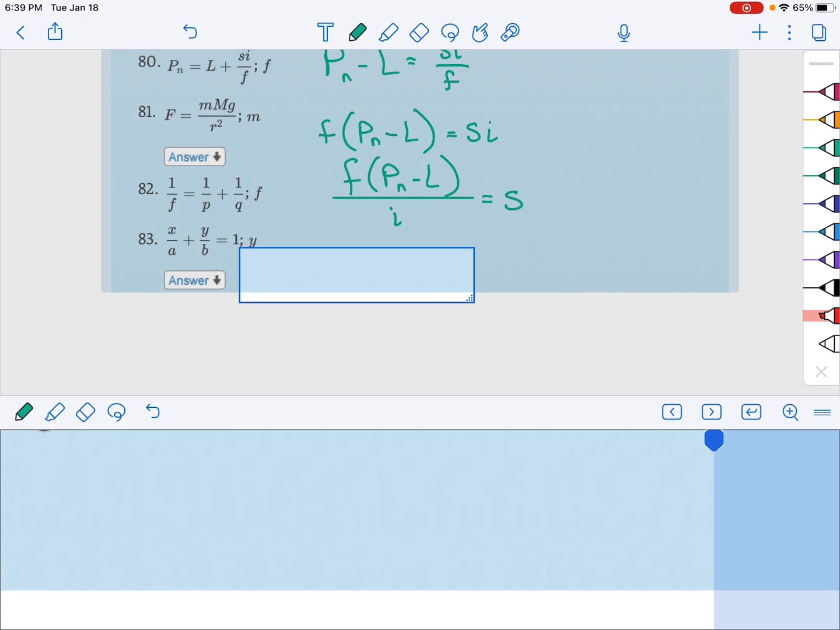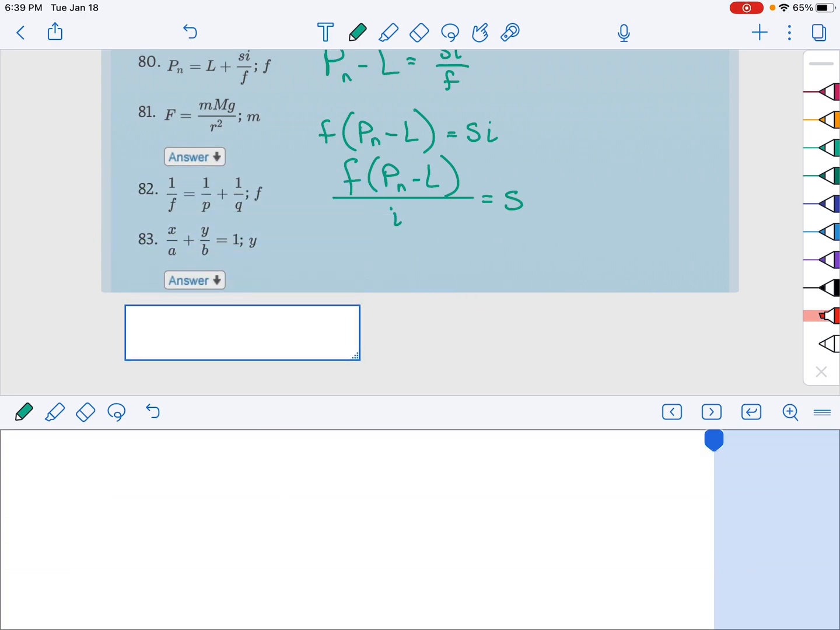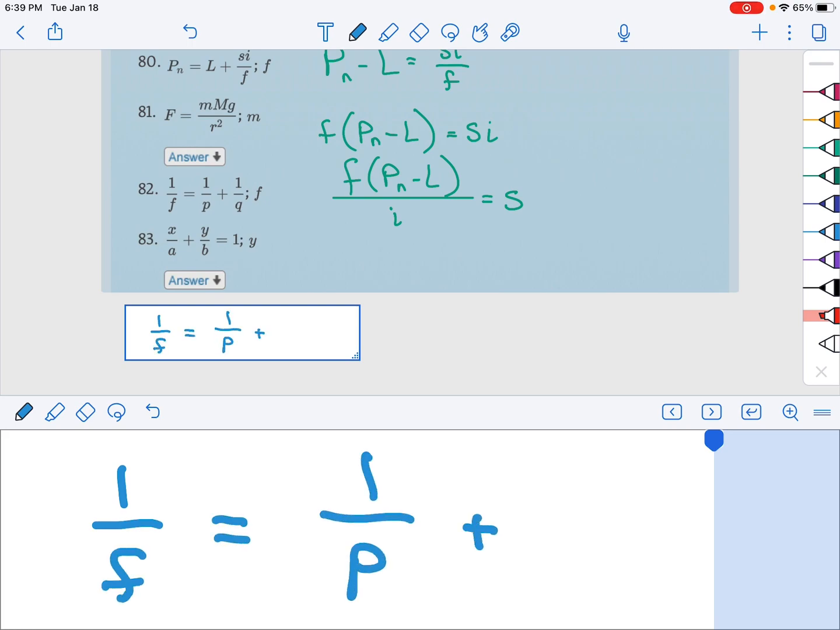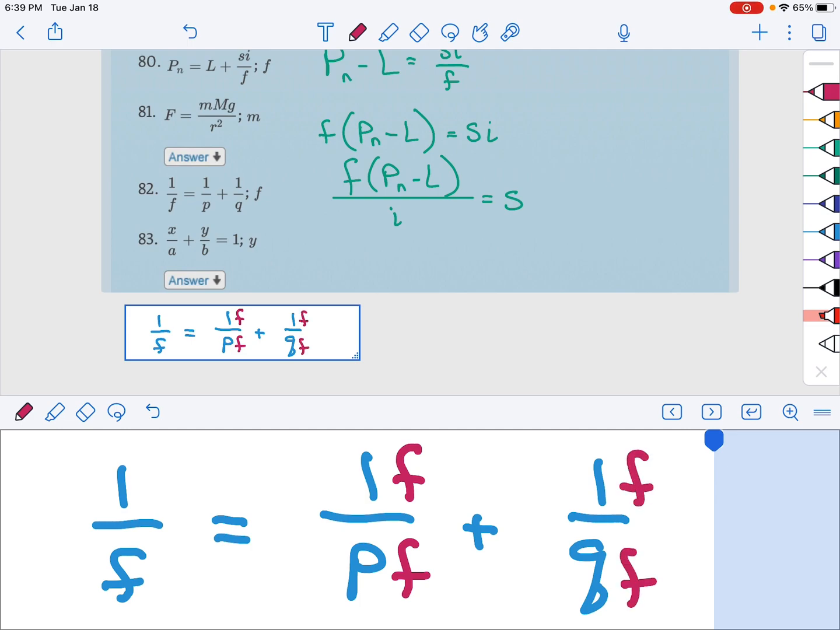Okay, fabulous. Now let's look at number 82. So we have 1 over F equals 1 over P plus 1 over Q. We want to get common denominators throughout the entire problem. That way we won't have to worry about denominators. So this one needs F over F, as does this one. Then we need P in each one, so here and here. And we need Q on each one.